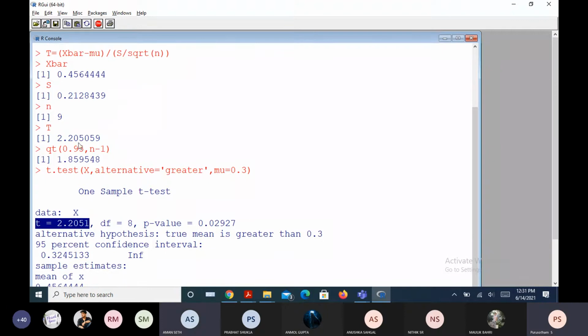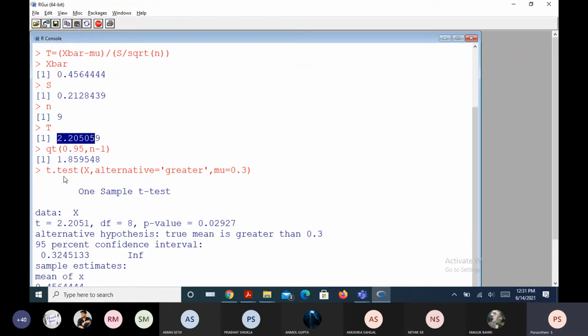2.2051. What is the T value, which is T equal to x bar minus mu by s by square root of n, that we obtained? 2.205. Is this capital T here, which is 2.2051 approximately, and this little t 2.2051, both the same or not? Yes, they are the same. So this formula T is equal to x bar minus mu by s by square root of n is already there in the backend program.